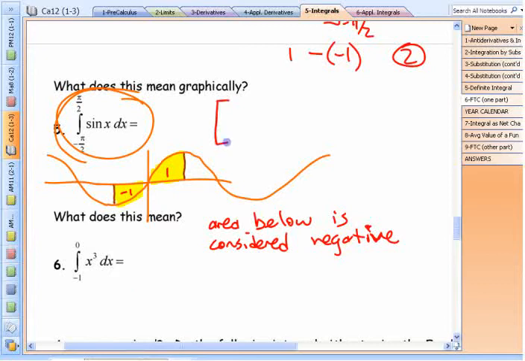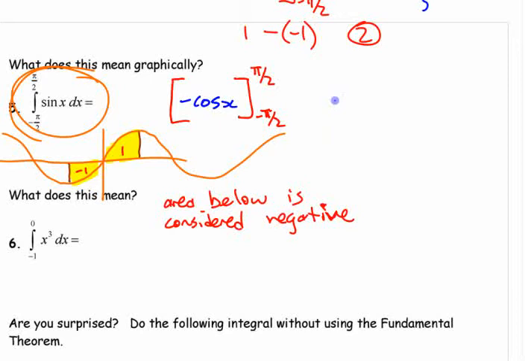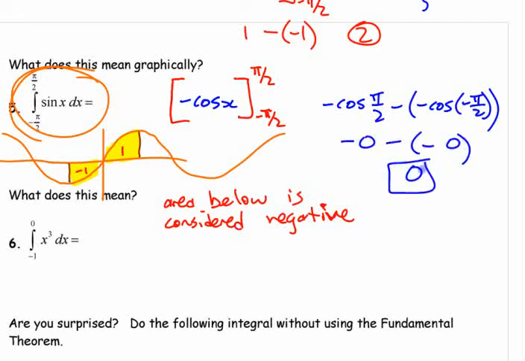Okay, if you evaluated this for pi over 2 and negative pi over 2, what's an antiderivative of sine? Negative cos. So if you evaluate, you do get 0. Negative cos of pi over 2 minus negative cos of negative pi over 2. Lots of thinking required there. What's cosine of negative pi over 2? Both of these are 0, right? Negative 0 minus negative 0. 0, right? Plus or minus 0.